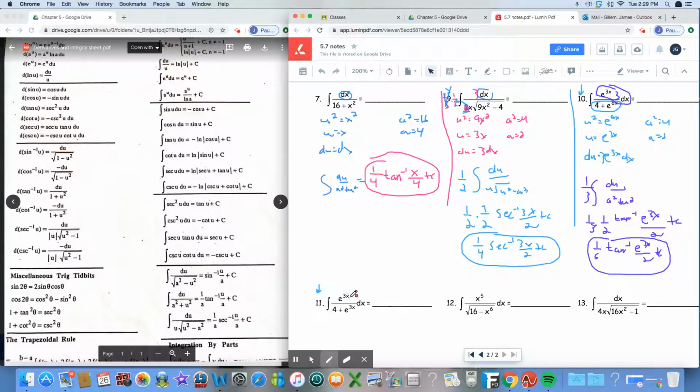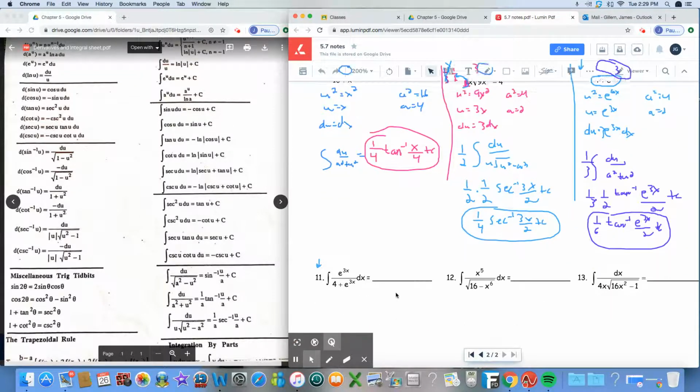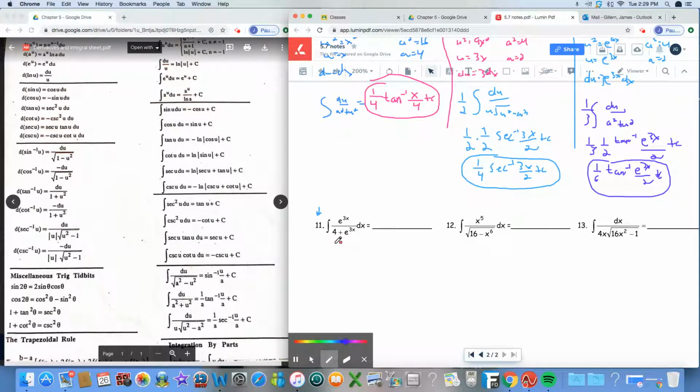All right, so now 11, e to the 3x over 4 plus e to the 3x. So the difference, I don't know if you guys notice this, is in 10 that this one is half of that, like the square root of this, okay? Where they're equal, we are not going to do u squared and a squared. The one where the exponent is half of this, that's where you're going to use u squared and a squared like we did here. So what we're going to do for this one, this is just going to be u and du. So we're going to make u the denominator, which is 4 plus e to the 3x, du. Well, what's the derivative of e to the 3x? We just did that up there.